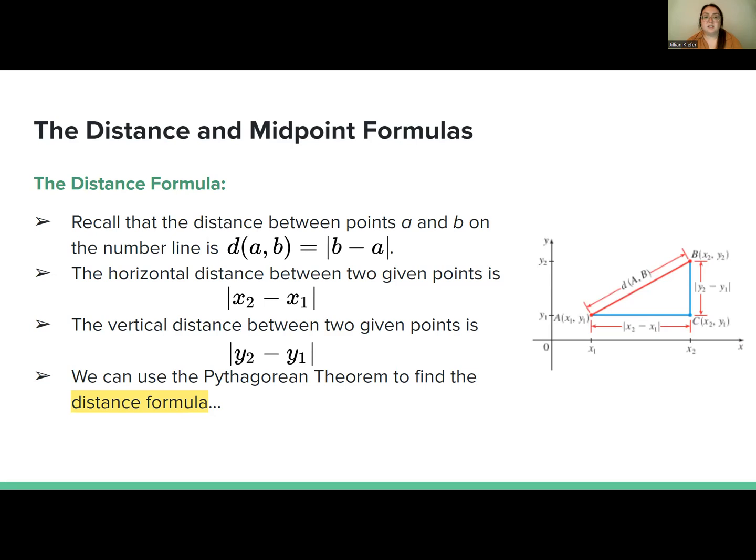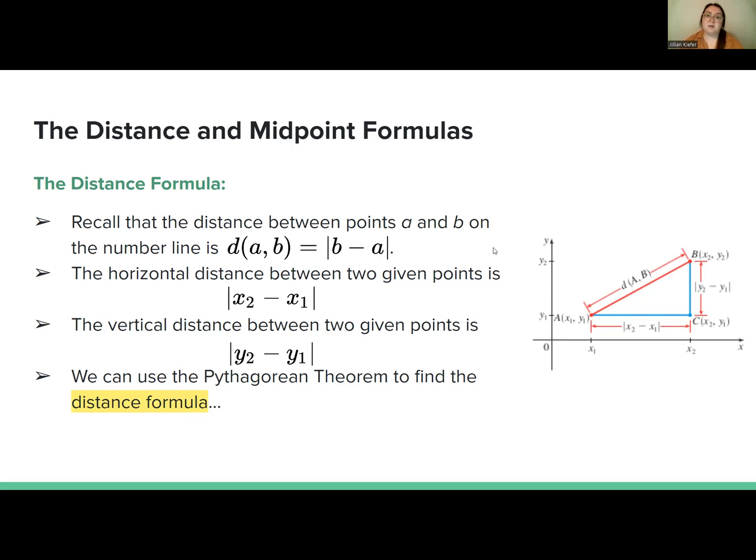So starting off with the distance formula, we want to recall if you've ever seen it. If not, then this will be new. But the distance between points A and B on your number line would be written as d(A, B). This first part, the left-hand side of the equal sign, is just stating what we're doing: find the distance between 2 points. And this is equal to the absolute value of B minus A.